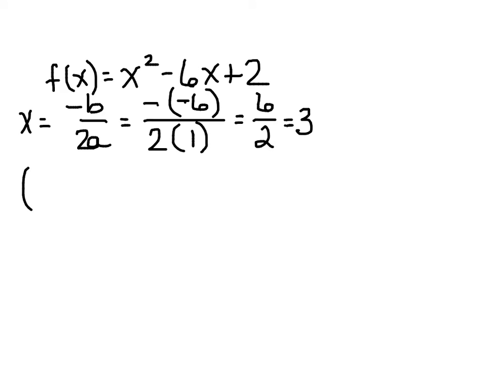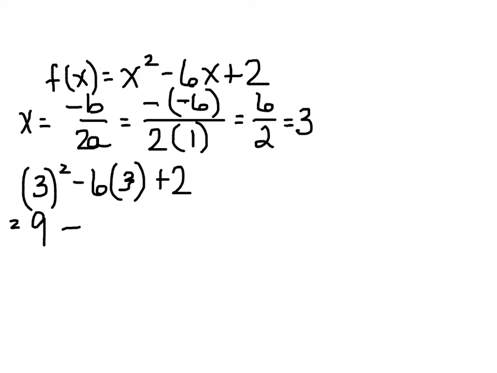Then immediately plug that back in for your x's, and let's figure out the y coordinate of the vertex. 3 squared is 9, minus 18 plus 2. So in this problem, 9 plus 2 is 11. 11 minus 18 is negative 7.